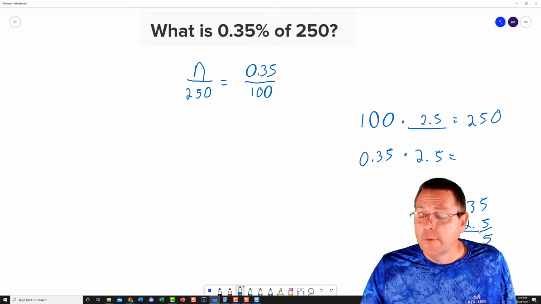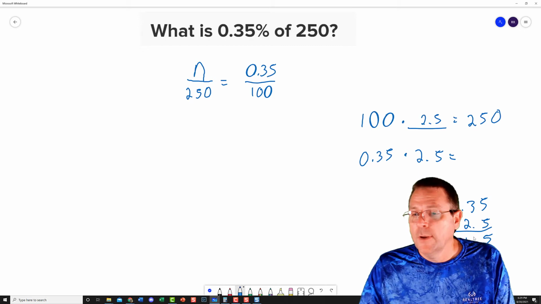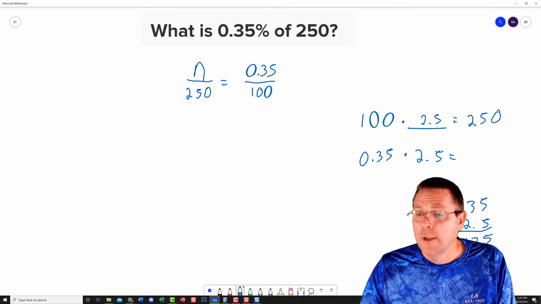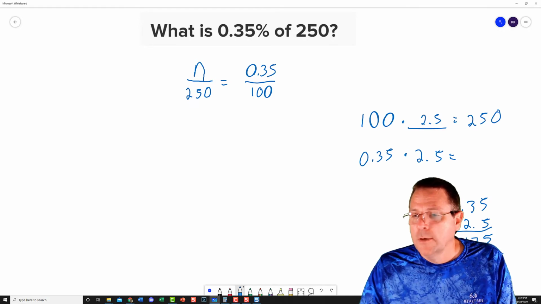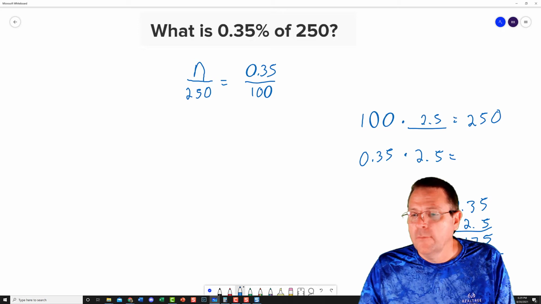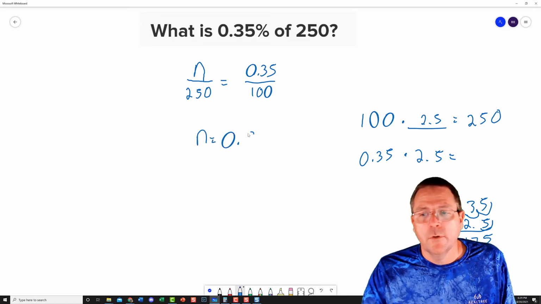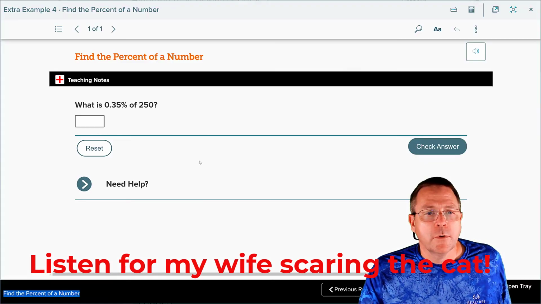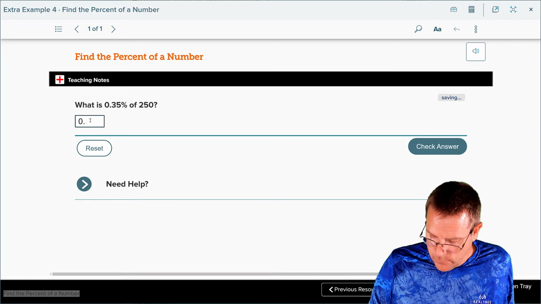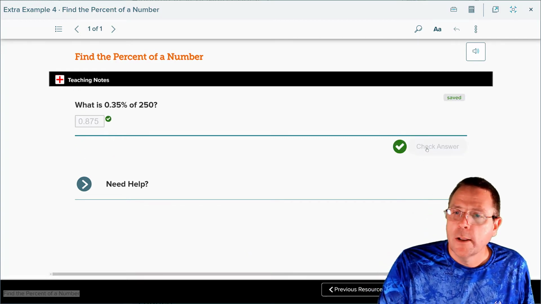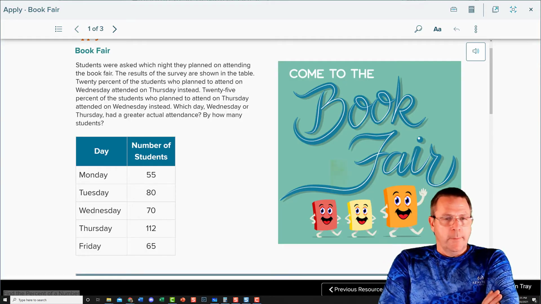0.35, 2.5, and we multiply. 5 times 5 is 25. 5 times 3 is 15, plus the 2 from the 25 is 17. 2 times 5 is 10. 2 times 3 is 6, plus a 1 from the 10 is 7. Add those up. 5, 7, 8. Bounce, bounce, bounce. So our answer, n, is going to equal 0.875. Come back over to our web page. 0.875. Click check the answer. We have success.